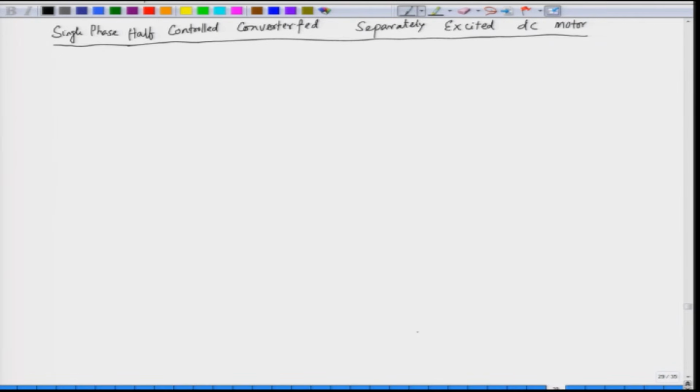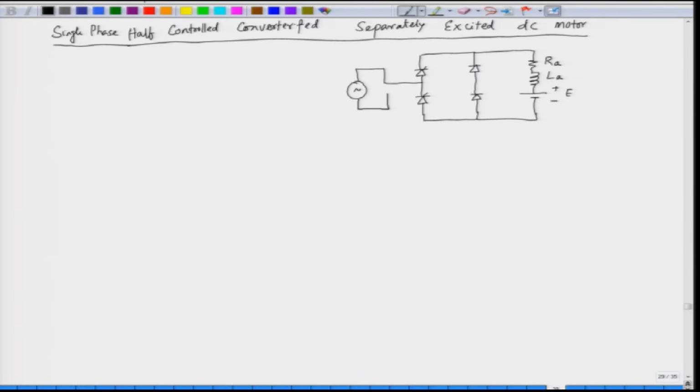So, what is the converter structure? The converter in this case has 2 SCRs and 2 diodes, and it supplies the armature of a DC motor, with the resistance, the inductance and the back EMF, and the input supply is an AC supply, Vs. The output is the current here, and this is the output voltage.